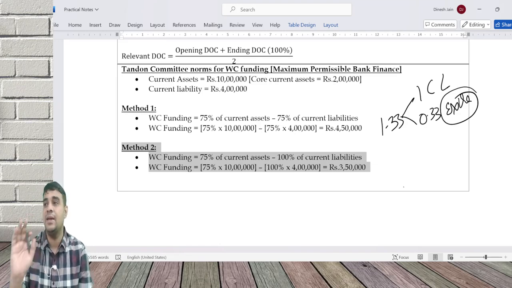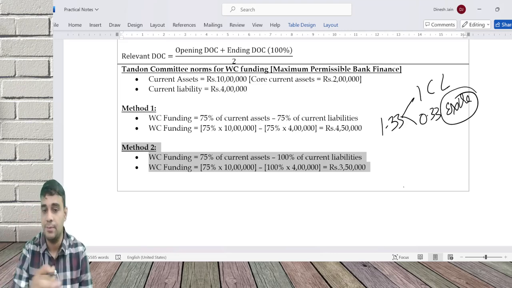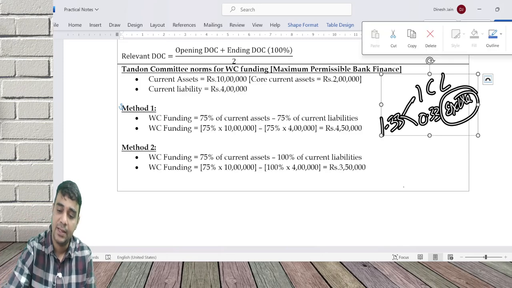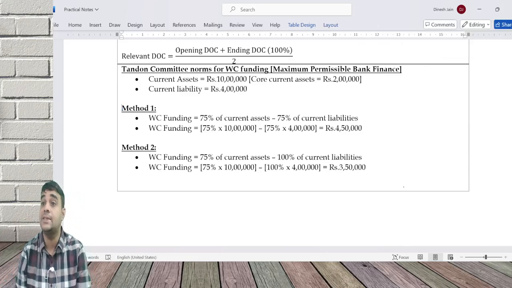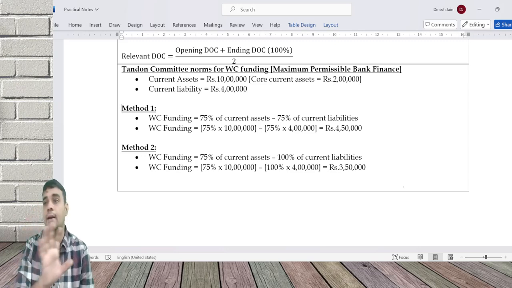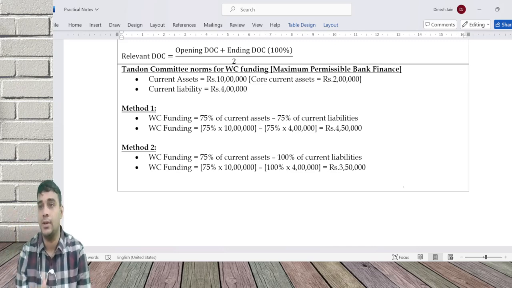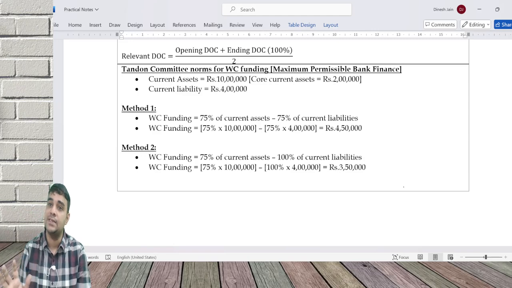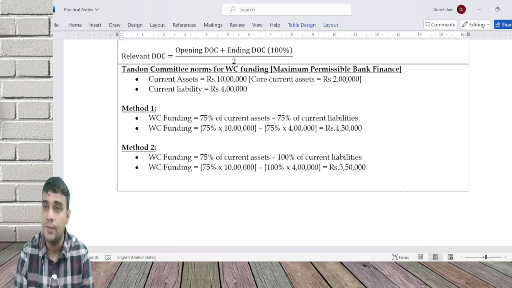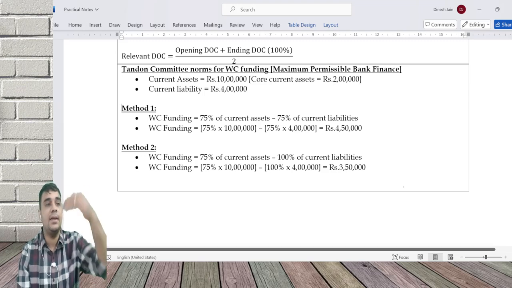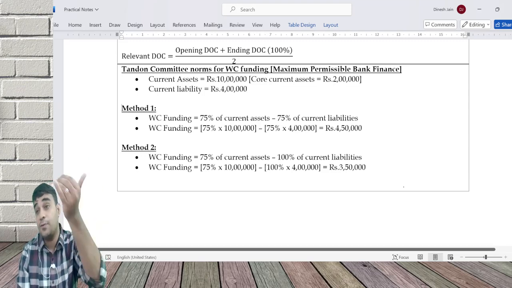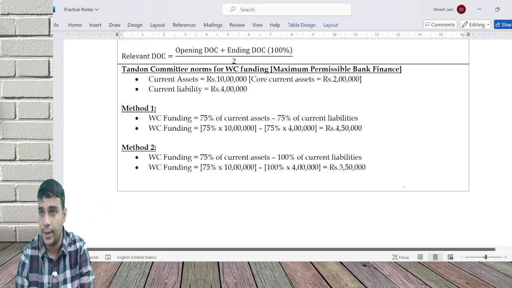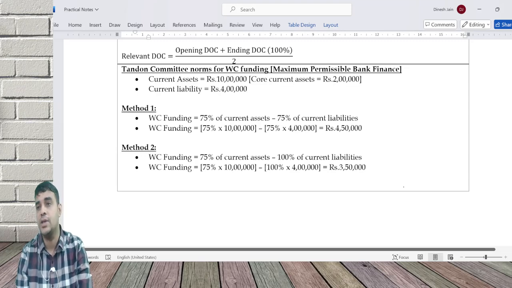So the bank is saying very clearly, you bring 25% money, I will bring 75%. In the second method, the bank is saying, I will subtract the entire current liability, because that has come from outside. I will not subtract only 75%, I will subtract 100% of current liability. Second method gave a lower loan. Third method will give a further lower loan. Whichever method the bank wants to follow, the committee said follow the lowest, which means the third method.